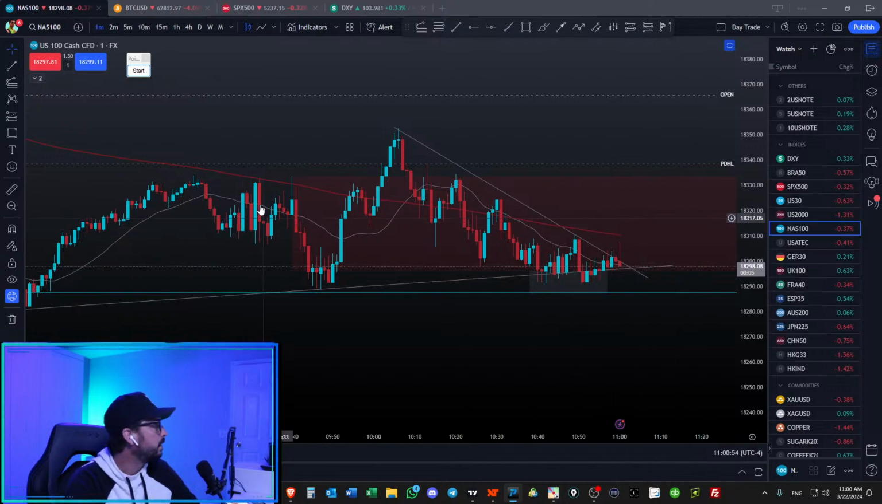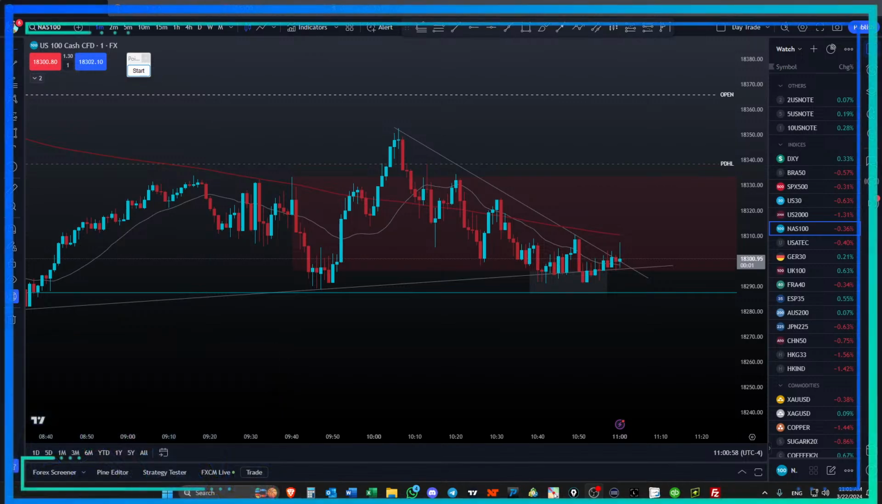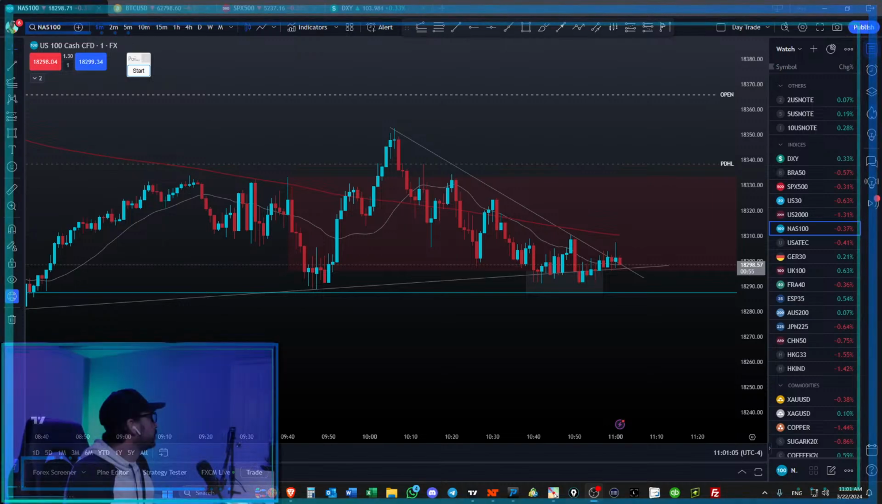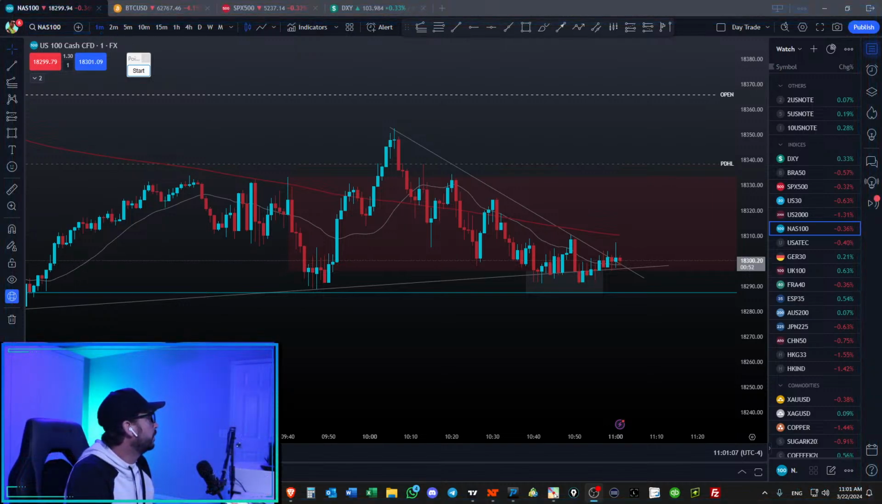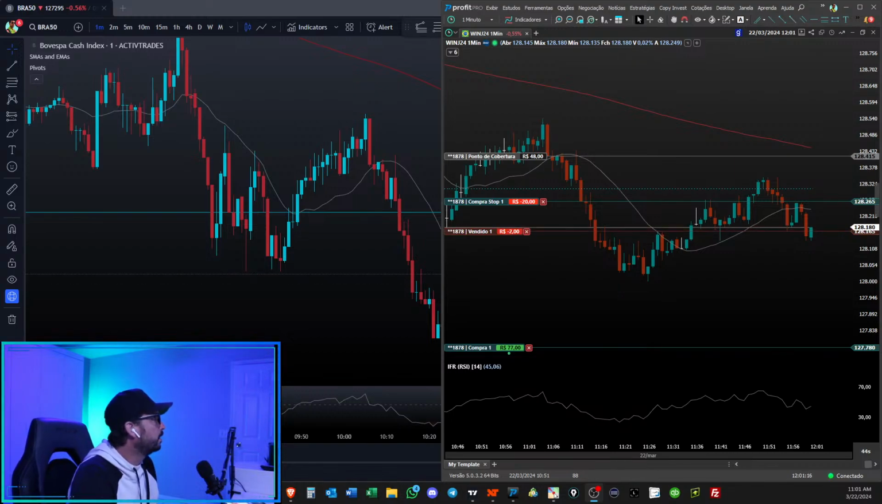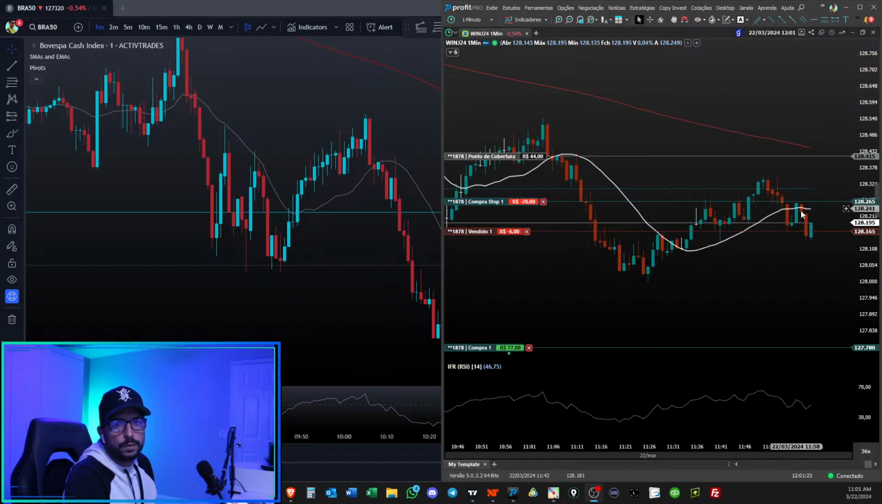It might give us an entry now. Did I enter on a mini index again here? One lot, just one contract. Sold it right there. Stop at the top. Target down there. So let's see if it holds this area.